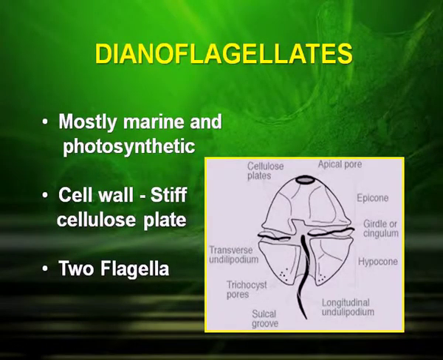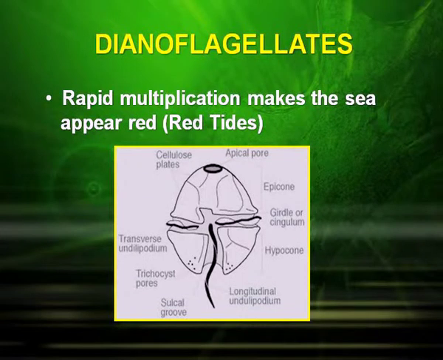Dinoflagellates. They are mostly marine and photosynthetic. Cell wall has a stiff cellulose plate. Presence of two flagella. Rapid multiplication makes the sea appear red, which is referred to as red tides. At times, they multiply rapidly and make the sea toxic, which makes the survival of other marine animals very difficult.